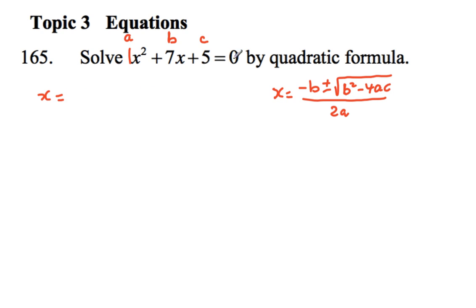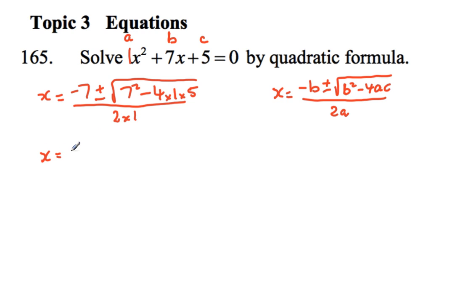So x equals, let's piece this together using these numbers here. Minus b, in this case minus 7, plus or minus the square root, b squared is going to be 7 squared, minus 4 lots of a, which is 1, lots of c, which is 5, all over 2 lots of a, in this case 2 lots of 1.